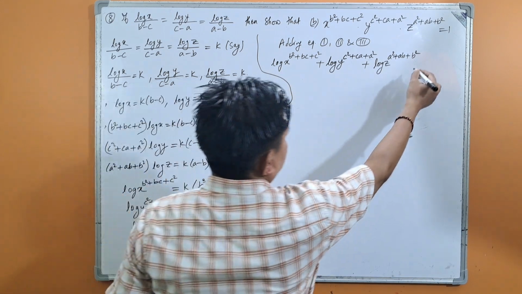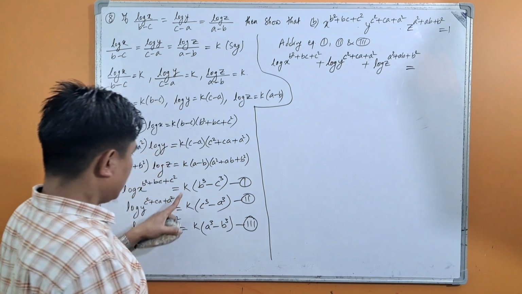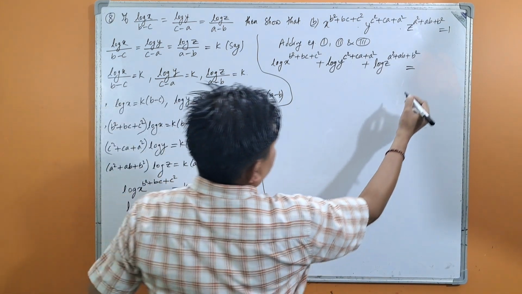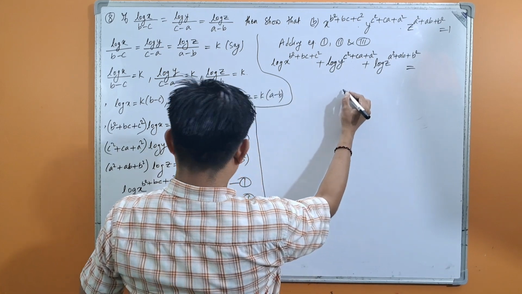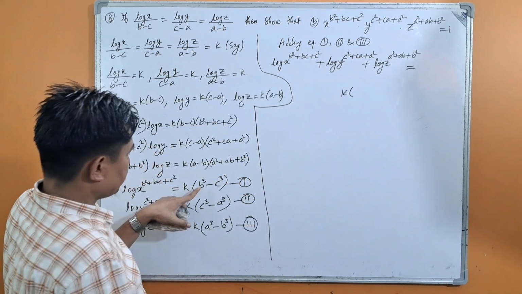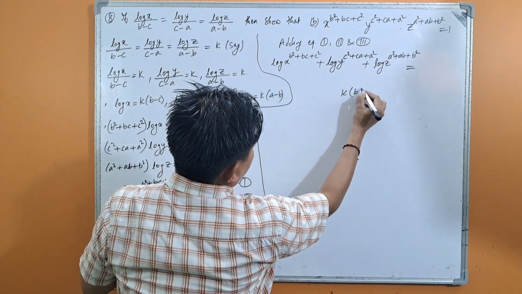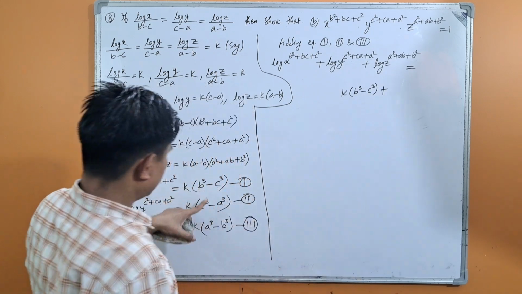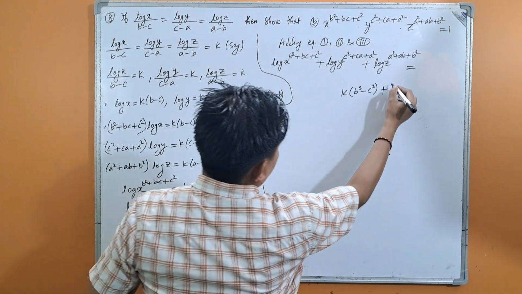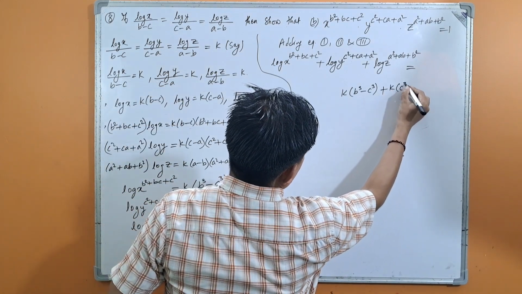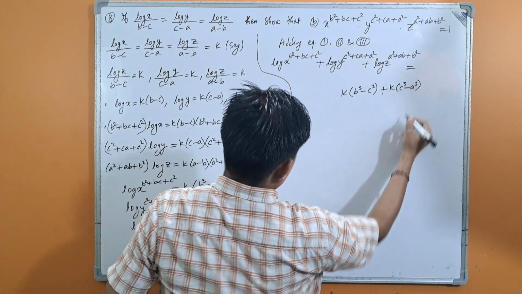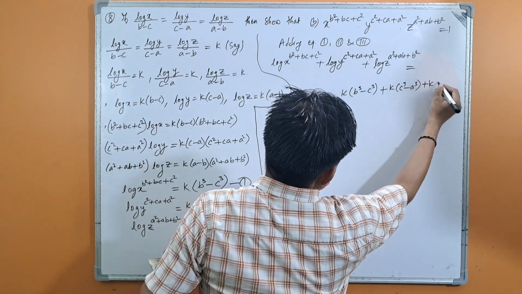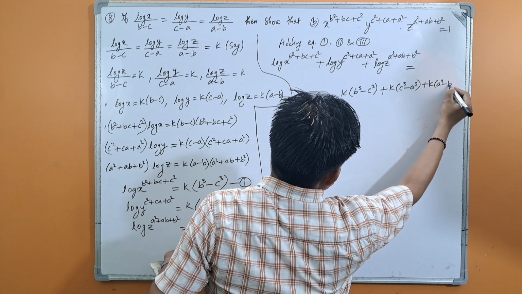Now we add the right hand side of these equations as well. Right hand side we have this plus this plus this, isn't it? So we write first, k into b cube minus c cube, plus k into c cube minus a cube, plus k into a cube minus b cube.